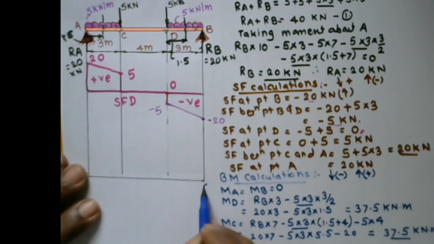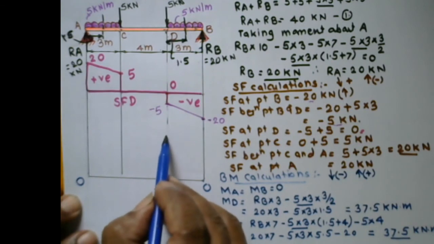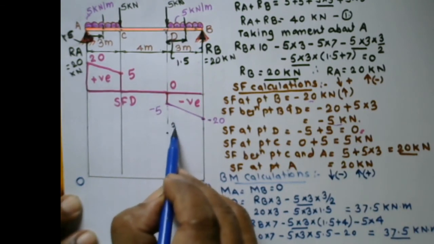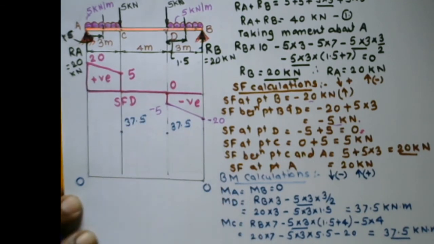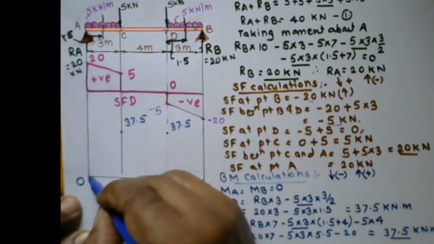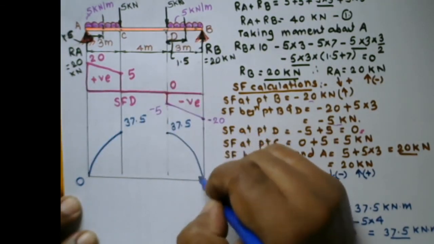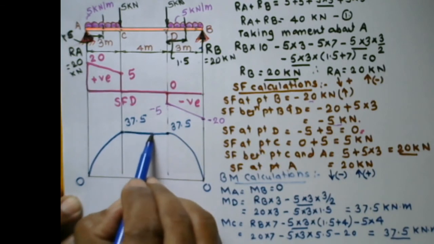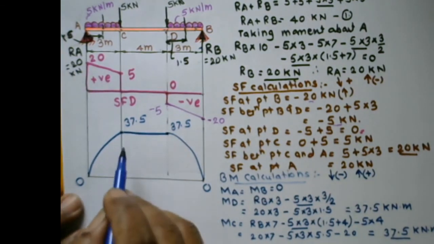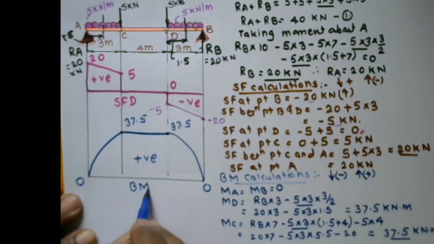Now we will plot this diagram: 0 and 0. At point D bending moment is 37.5, at point C also 37.5. Now here the UDL is there from A to C, so it is joined by a parabolic curve. Between the B and D there is a UDL, so again here a parabolic curve, but between the point C and D there is a point load and no load is acting, so this is a horizontal line. So this is completely a positive bending moment diagram BMD.